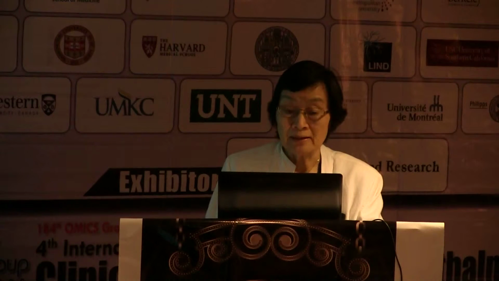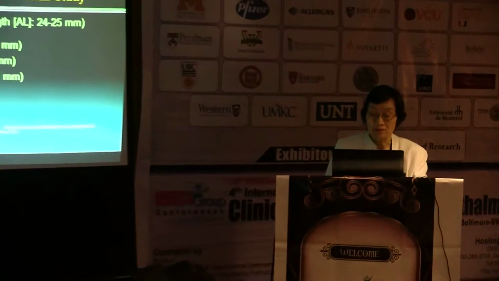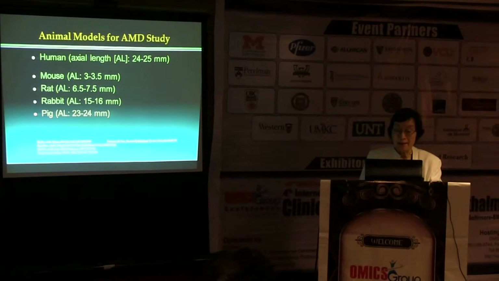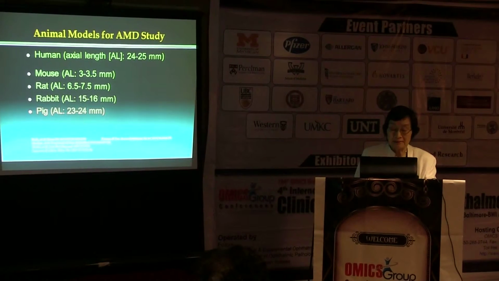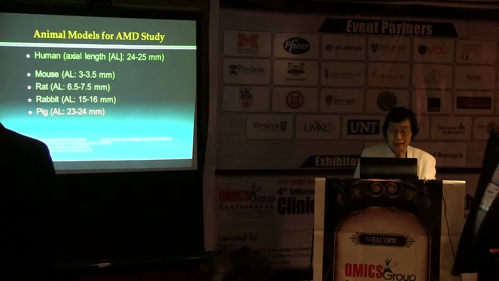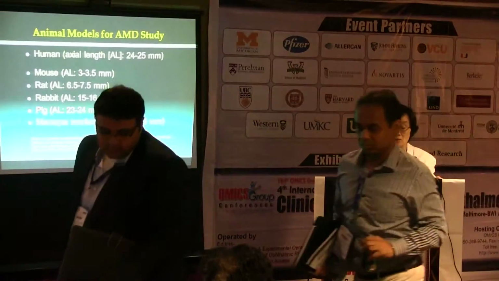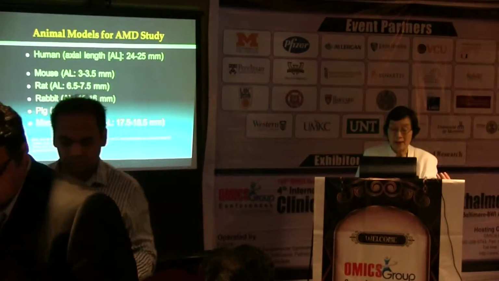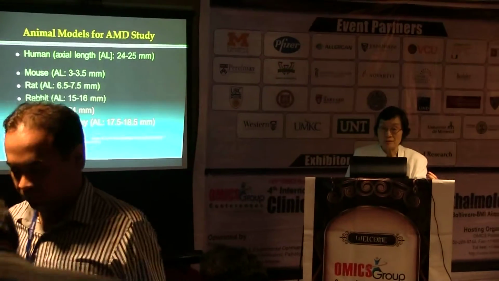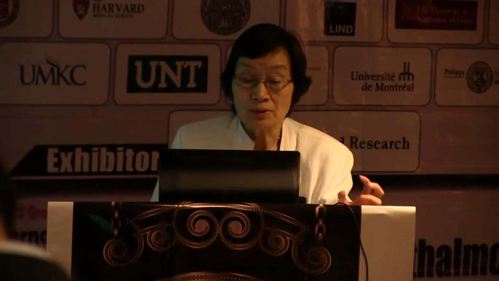The rat is bigger. It's 6.5 to 7.5. And the rabbit is even bigger, 15 to 16. And the pig, as you see, the size is very much the same as the human. So nowadays, people change to use the pig. Of course, the monkey has the macula, but monkey usually is smaller. It's sort of like infant size of the human and even smaller than infant sometimes. So keep that in mind.